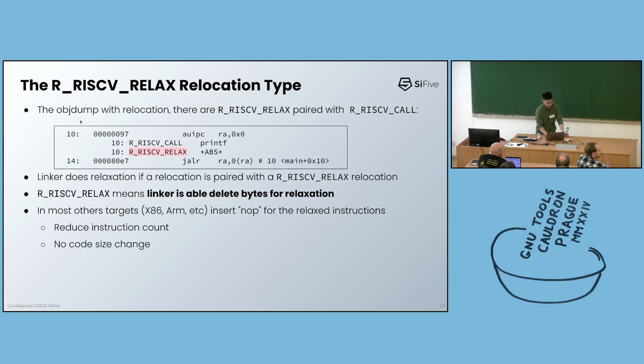And previously, in the object dump with relocation, we see that there is actually a R_RISCV_RELAX paired with R_RISCV_CALL, this one. Linkers only do relaxation if the relocation is paired with this relax relocation type. This relocation type means the linker is able to delete bytes for relaxation. Most targets like x86 or ARM and other architectures just insert NOPs for the relaxed instructions, so it reduces instruction count, but not the call size.